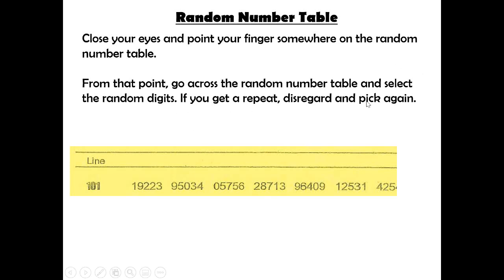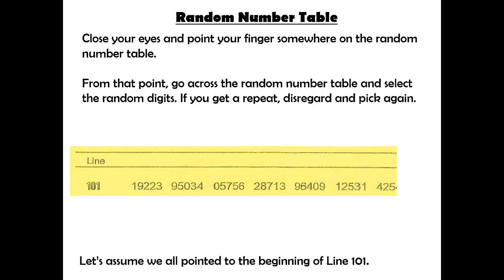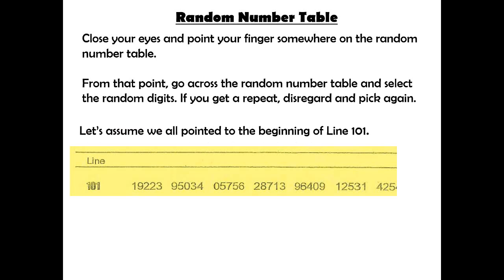So, again, that last sentence, very, very important. We want to skip repeated numbers. You can just say skip repeated numbers if you are writing out how to do this sample. So we're all going to close our eyes and randomly point to the beginning of line 101. You did it. Good job. It's funny how that worked out.